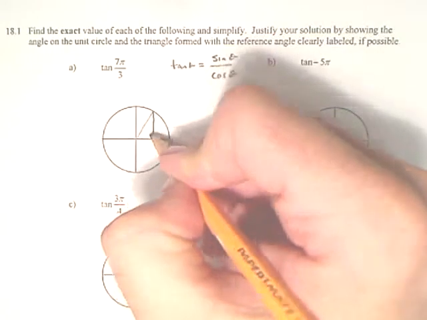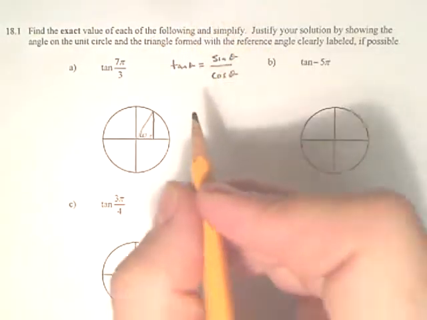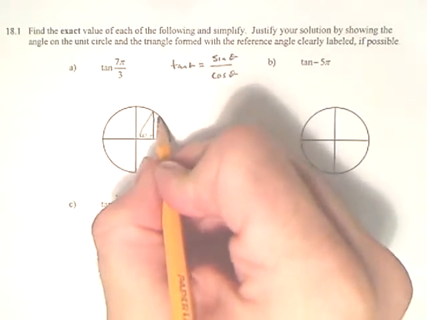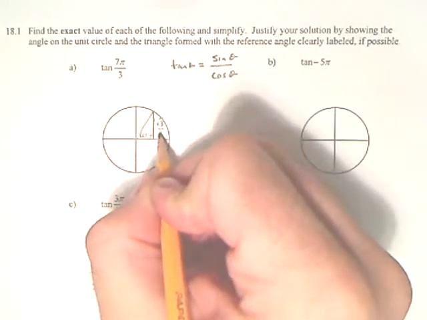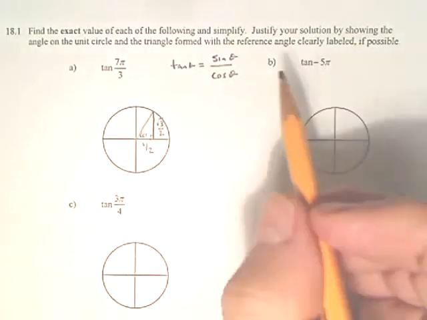Make your angle, drop your triangle, label the reference angle. This would be 60 degrees because of the 3. Opposite the 60 is square root of 3 over 2, which means the other leg is the 1/2.